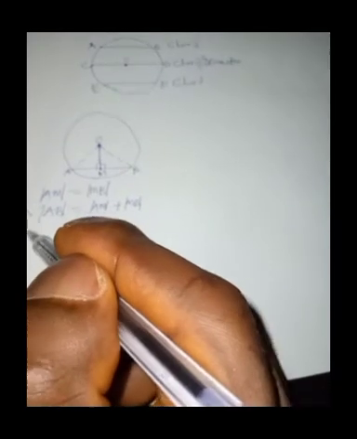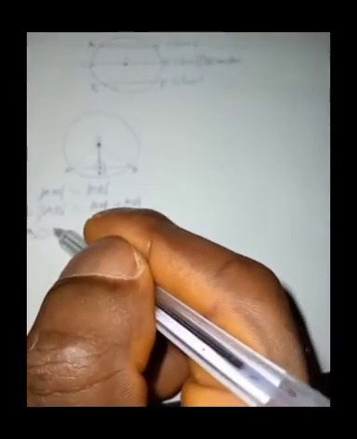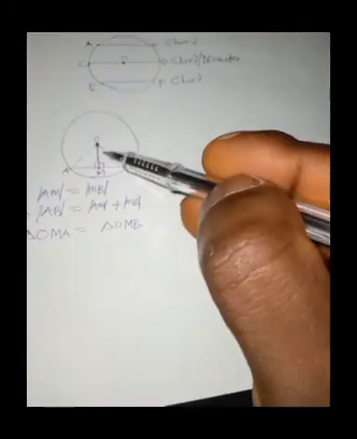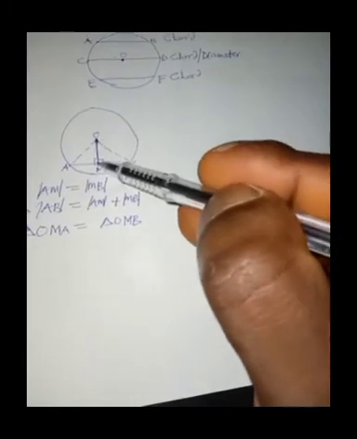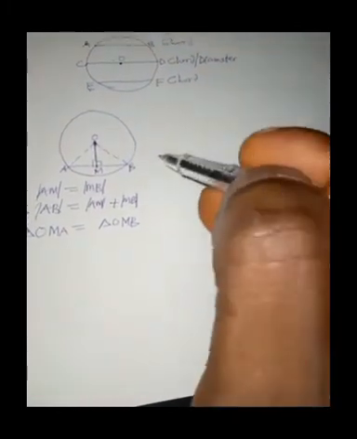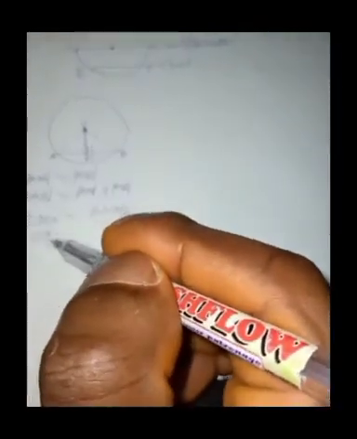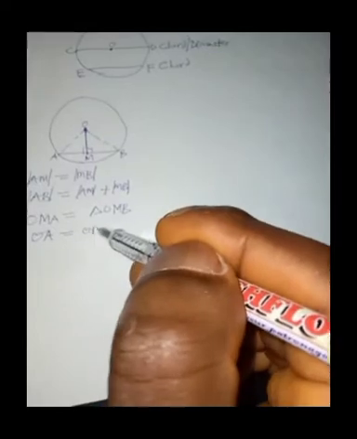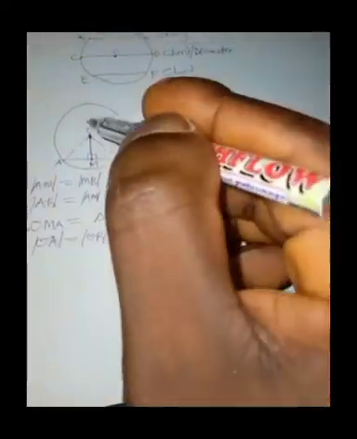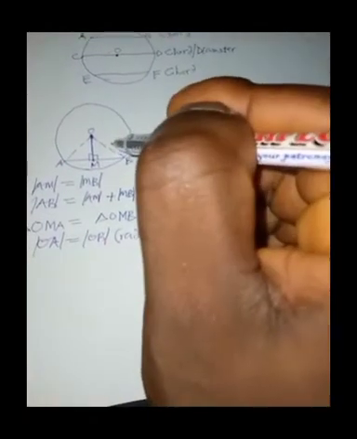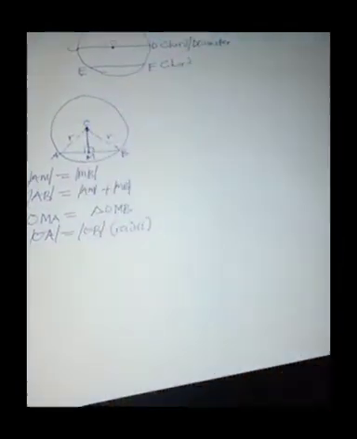Also, triangle OMA is equal to triangle OMB. This right angle triangle is equal to this right angle triangle. Now, from this diagram, we see that OA is equal to OB. That is, the length OA is equal to OB, which are what? Radii. So this is a radius, this is another radius.